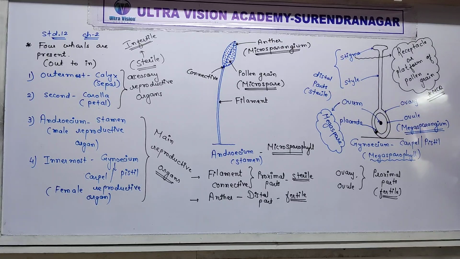All are arranged in a circle. Outer calyx, then corolla, then androecium, then gynoecium.